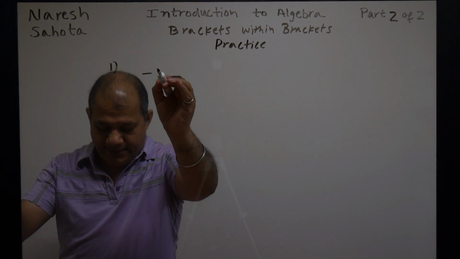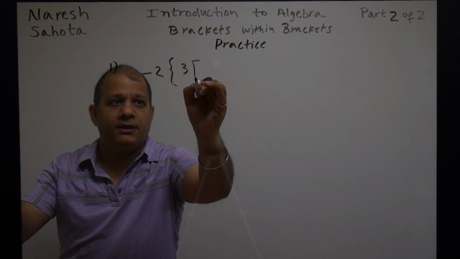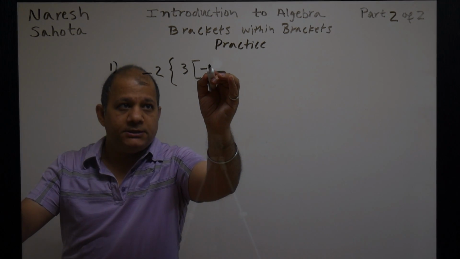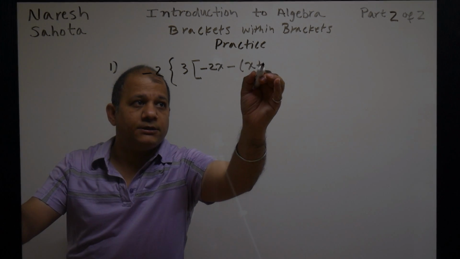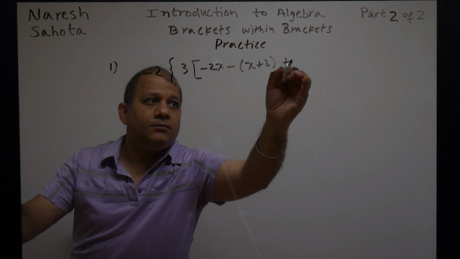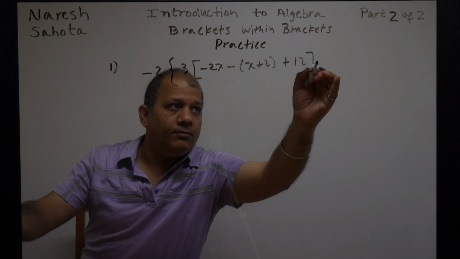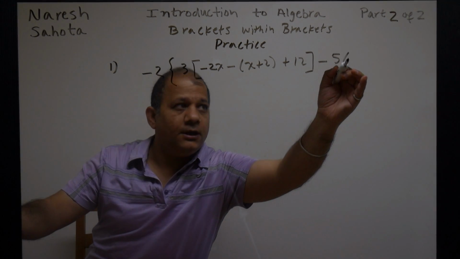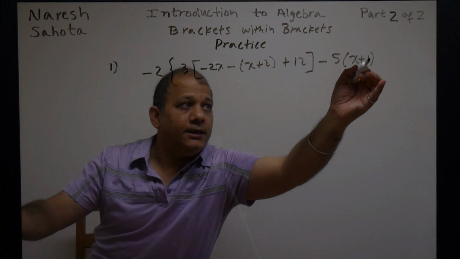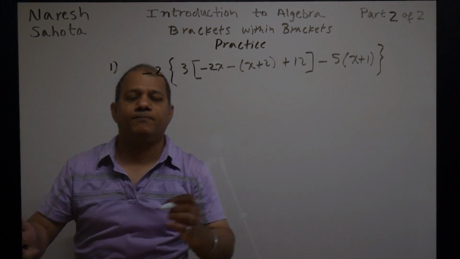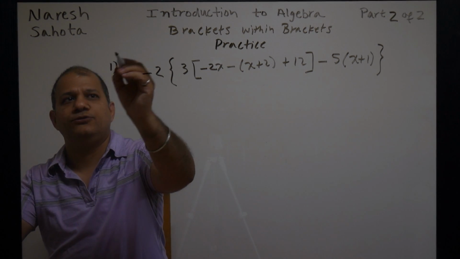So we have -2{3[-2x - (x + 2) + 12] - 5(x + 1)}. Okay, so this is the question and we're asked to simplify it.